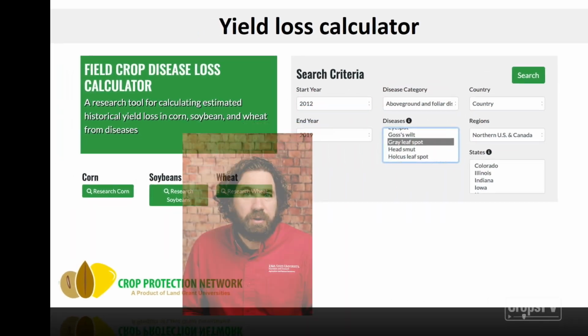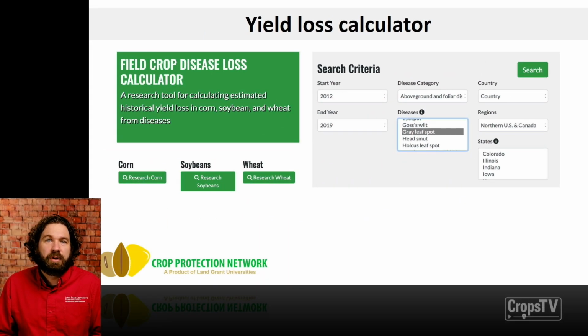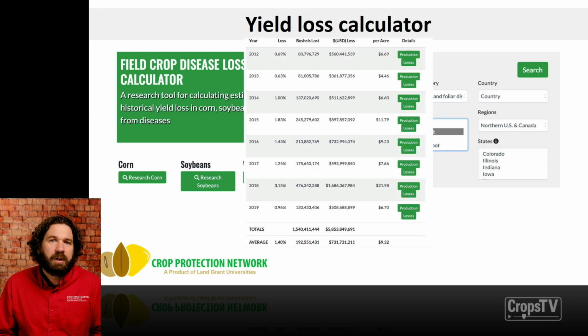We also have a yield loss calculator. The example I have here, we're going to go back to corn, and then I selected gray leaf spot. We have all of these data, and we usually publish them in Plant Health Progress every couple of years, but you can find all the information and zoom in and out on this calculator. If I picked gray leaf spot and the northern U.S. and Canada as the regions, you can see all of the information for the disease losses for each year that I selected.